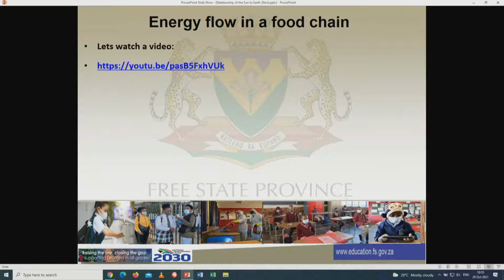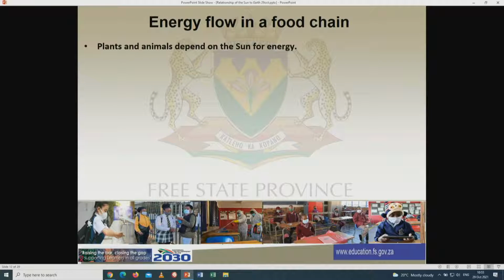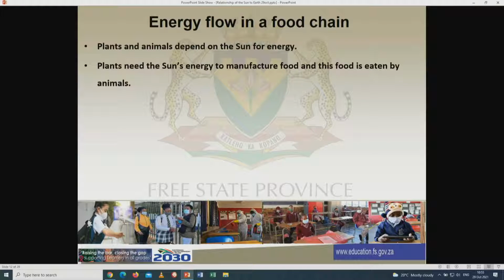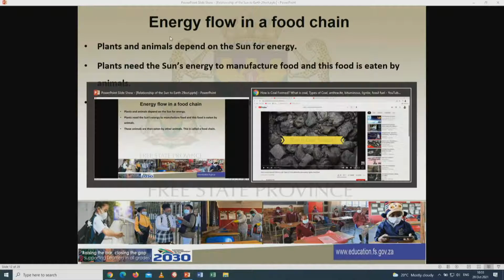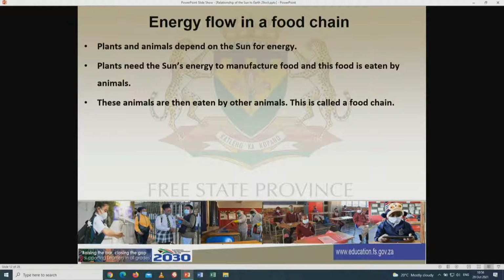Now, plants and animals depend on the sun for energy. Plants need the sun's energy to manufacture food, and this food is eaten by animals. These animals are then eaten by other animals, and this is called a food chain.